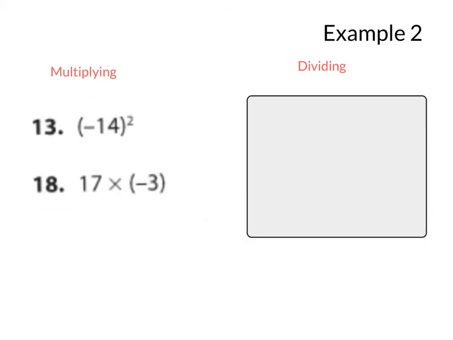Here's example 2. Please try to do 1 and 2 of multiplying, and I'm going to show you the answer in 3, 2, 1. If you remember how to read this, this is backwards 14 or negative 14 squared, which just means that there's two of them and you're multiplying them. So this is negative 14 times negative 14. I can't actually do 14 times 14 in my head, so I'm going to need to write that out.